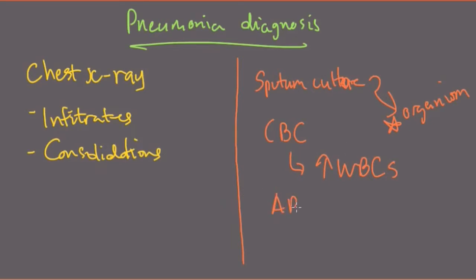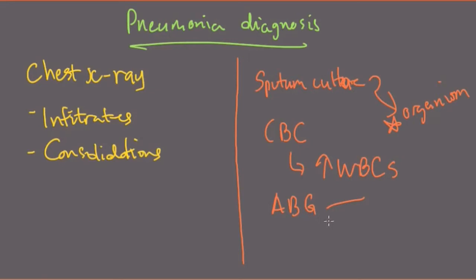Also, an ABG is often drawn. An ABG can be a good indicator of respiratory efficiency and respiratory status. On the ABG, it's an arterial blood gas, so we're looking at the concentration of gases, especially oxygen and carbon dioxide, in arterial blood.